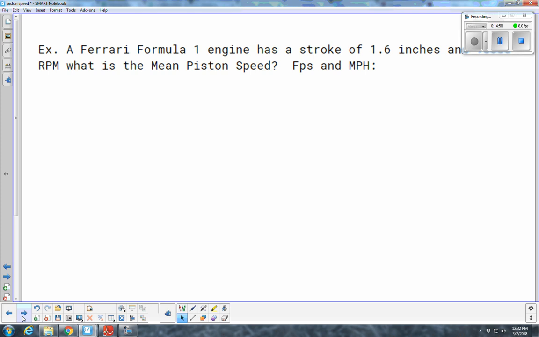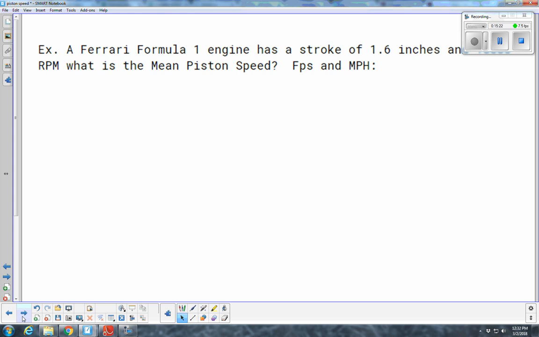18,000. 18,000 rev limit, okay? But they're also limited on the size of their engine. Anybody know the size of the engine? 2.4 liter engine. Can't be any bigger than that. And they have a lot of restrictions on what the engine can be. But here comes a Formula One engine. It has a 1.6 inch stroke, and it can rev up to 18,000 RPMs.